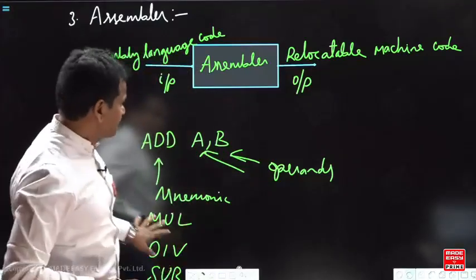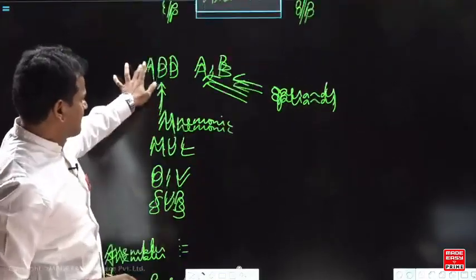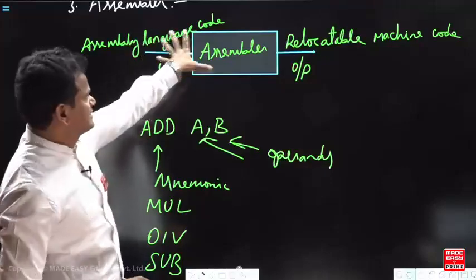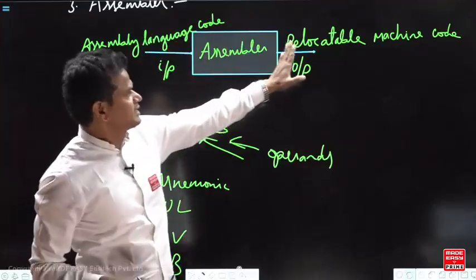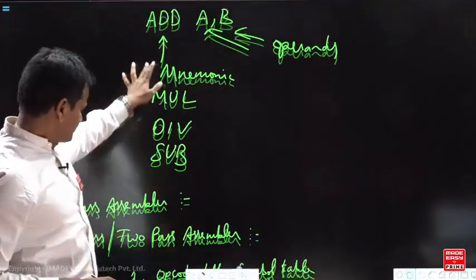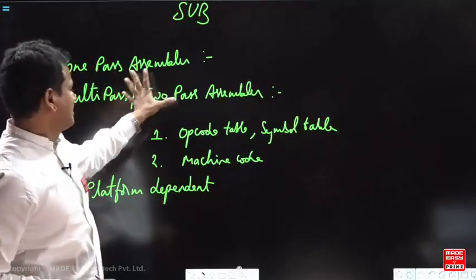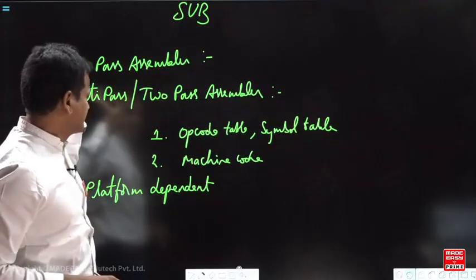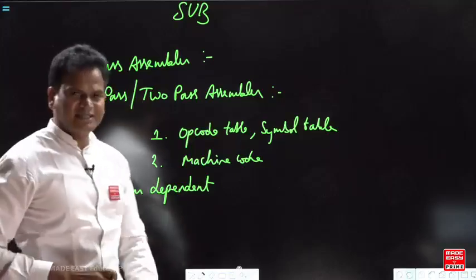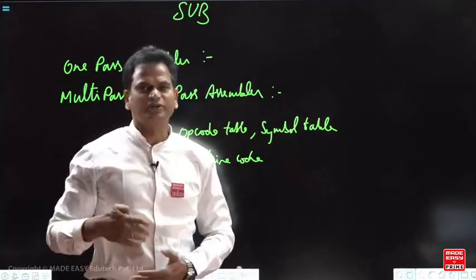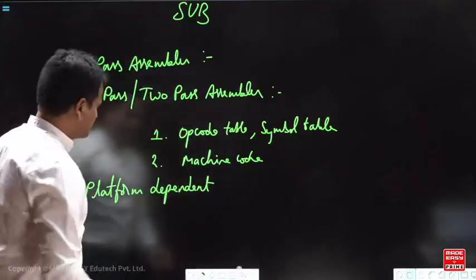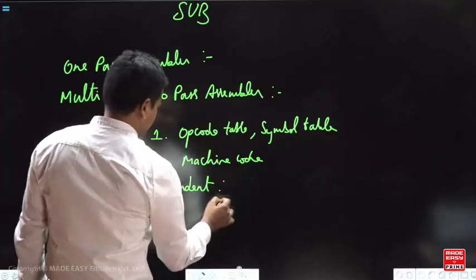So what is an assembler? It takes the assembly language and produces relocatable machine code. Then, what are the different types of assembler? One pass assembler and multi-pass assembler. These are the two types, and this is enough. You don't require more than this. I'll give you the notes for this. You just copy.